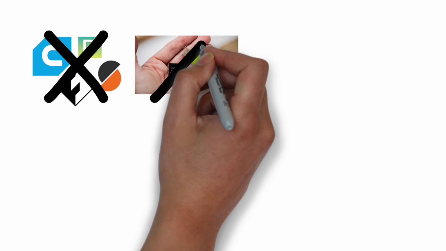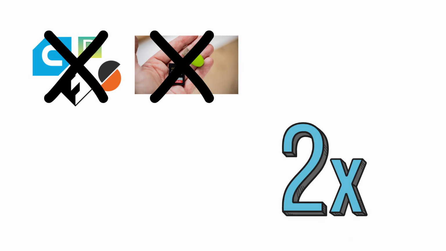So, skip the complicated slicing applications meant for hobbyists, ditch the USB drives and SD cards, and guarantee at least a 2 times lift in student design and printing when you use the Polar Cloud.